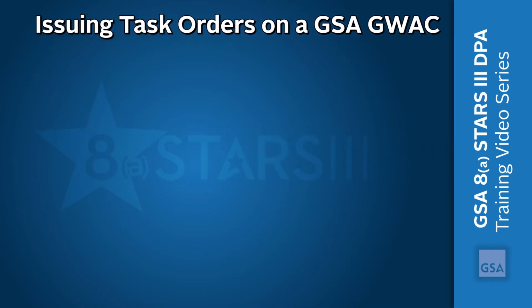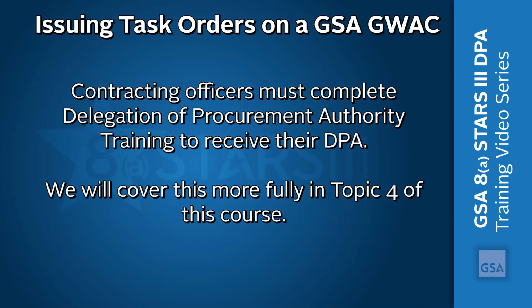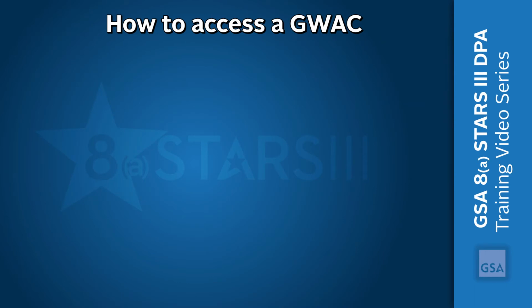Before issuing task orders on a GSA GWAC, federal contracting officers must complete training and receive a Delegation of Procurement Authority, or DPA. A warranted contracting officer becomes an OCO after obtaining a DPA. We'll cover this more thoroughly in Topic 4 of this course. Wondering how to access a GWAC? There are 2 ways to access a GWAC.